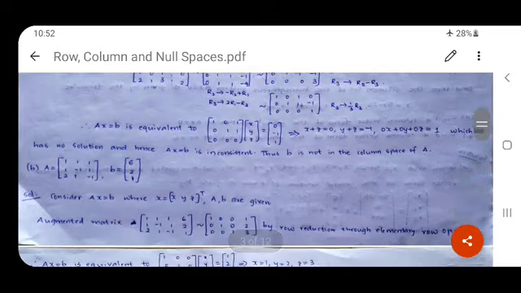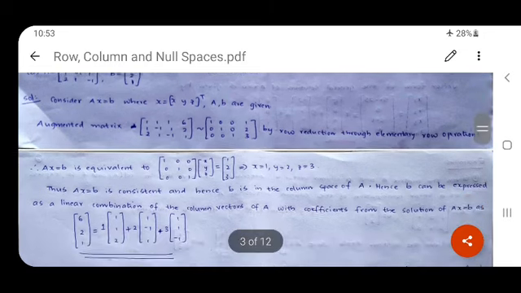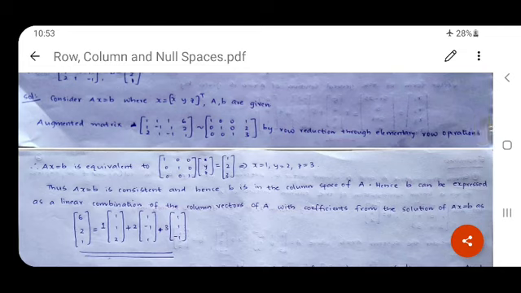Now another example, given A and given b. So let us consider the augmented matrix. By row reduction, we have obtained x equal to 1, y equal to 2, and z equal to 3. So the linear system of equations Ax equal to b is consistent, and therefore by the first theorem, Ax equal to b is consistent if and only if b is in the column space of A. Therefore b is in the column space, and hence it can be expressed as a linear combination of the column vectors of A.